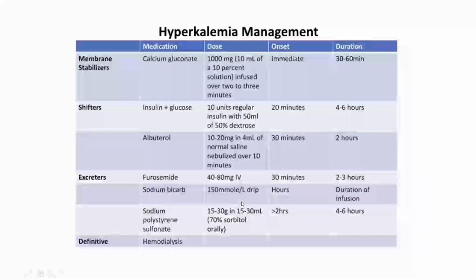Treatment we all know very well, but still just to briefly mention: calcium gluconate, which is a membrane stabilizer. Insulin and salbutamol are the drugs which will shift potassium to the intracellular compartment. And furosemide, bicarbonate, and potassium exchange resins are there, which will excrete it in the urine. So the most important thing we need to know is about calcium, which will stabilize and can be helpful. Salbutamol is unfortunately not available IV in our practice, but it has been very useful in the management of hyperkalemia.